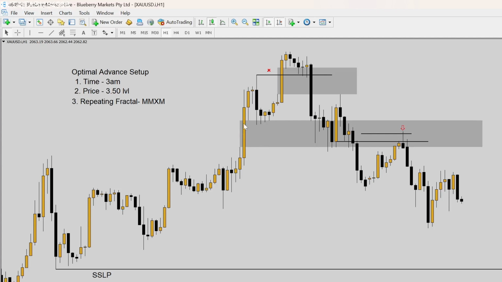You guys want to be marking the discount, premium, and equilibrium levels of these fair value gaps and balanced price ranges because they are very, very sensitive and they're very, very important. So price comes up into that optimal trade entry, quote unquote, optimal advanced setup, and we begin to sell off. Okay. Yes, gold is very, very bullish right now, and I wouldn't be surprised if it continues to be bullish, but we began a market maker sell model, right, with all the things that we talked about before.